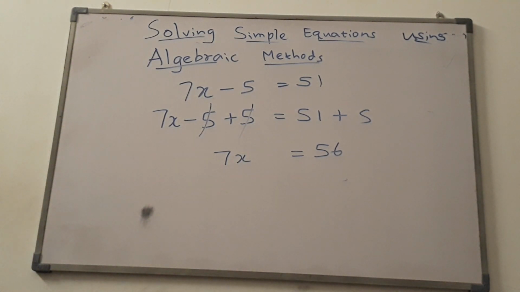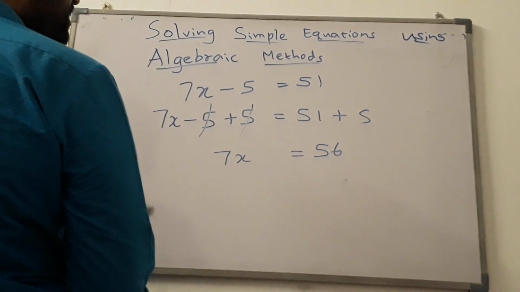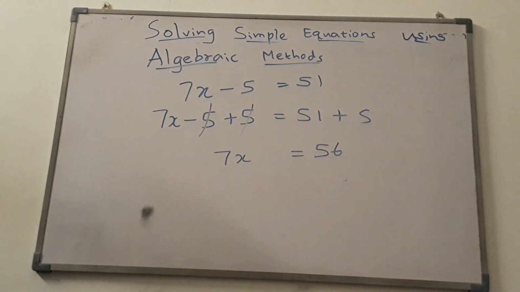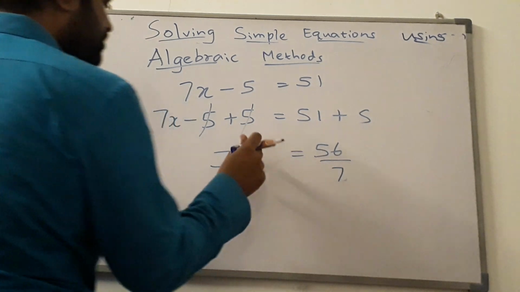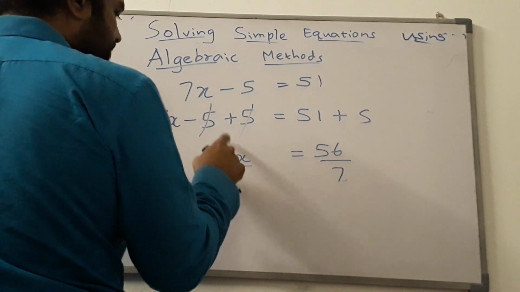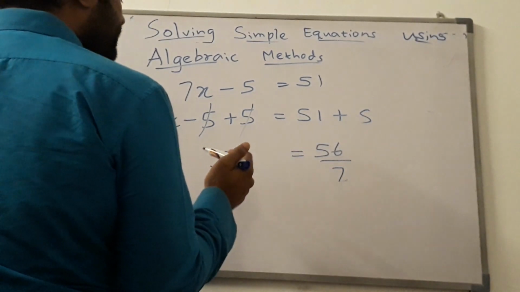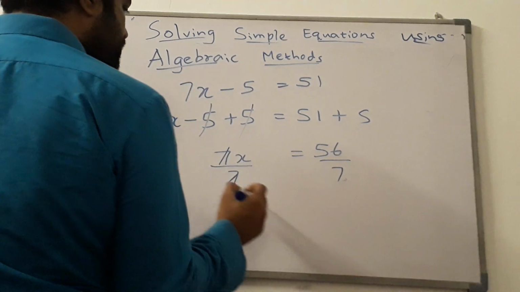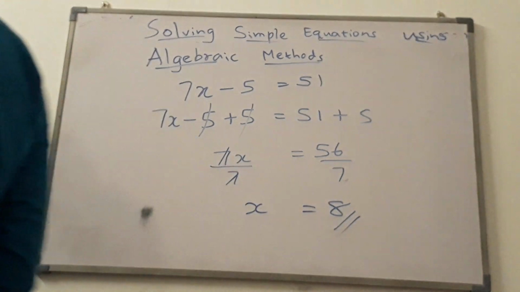Okay. Now we remove the number in front of x. We have to remove the coefficient in front of the x term. So we have to divide both sides by 7. Why? Because in front of x the value is 7. So you have to divide 7x by 7. When we divide the left hand side by 7, you have to divide the right hand side by 7 as well. So x equals 8, because 7 times 8 is 56.